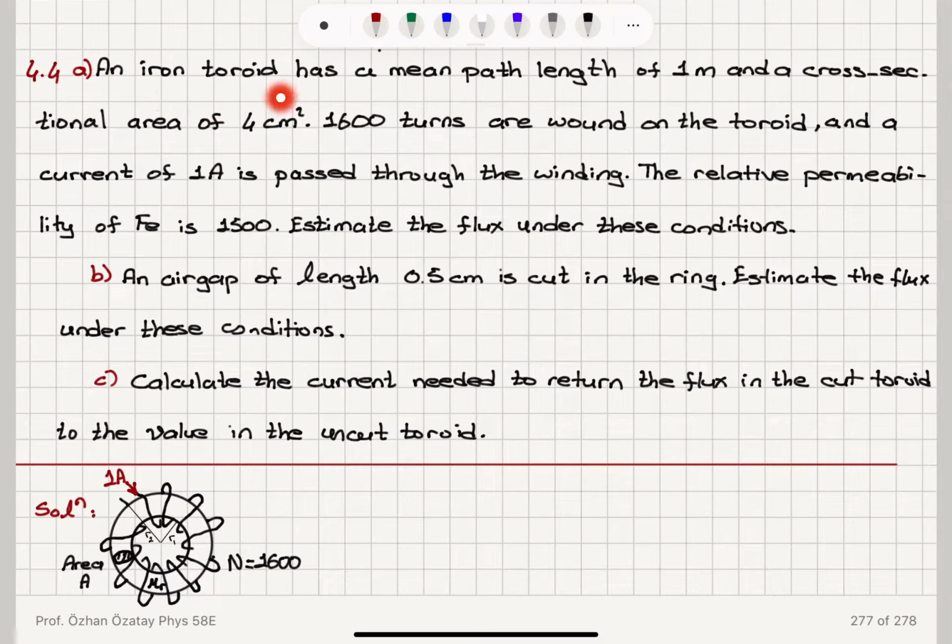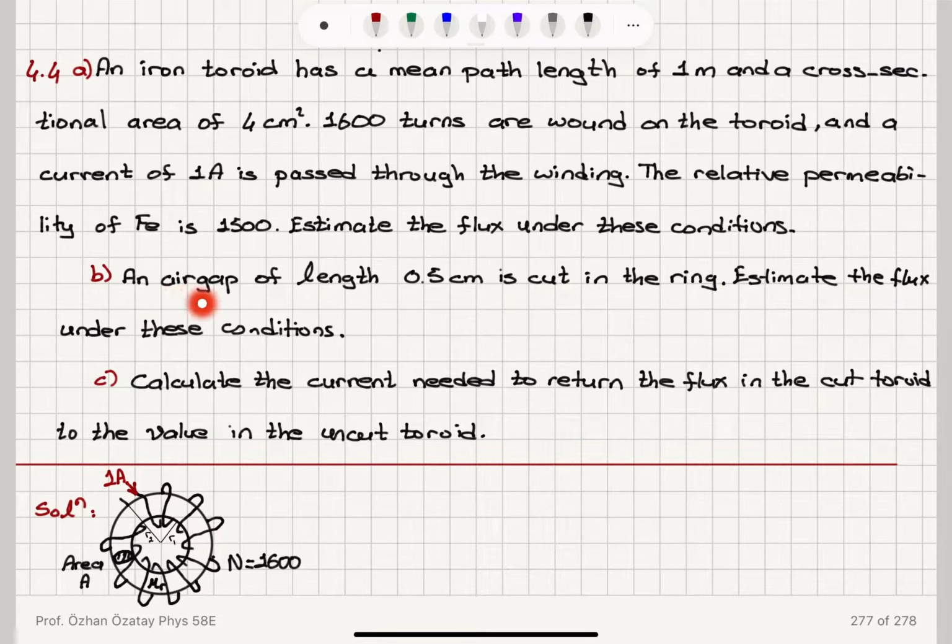An iron toroid has a mean path length of 1 meter and a cross-sectional area of 4 centimeters squared. 1600 turns are wound on the toroid and a current of 1 ampere is passed through the winding. The relative permeability of iron is 1500. Estimate the flux under these conditions.